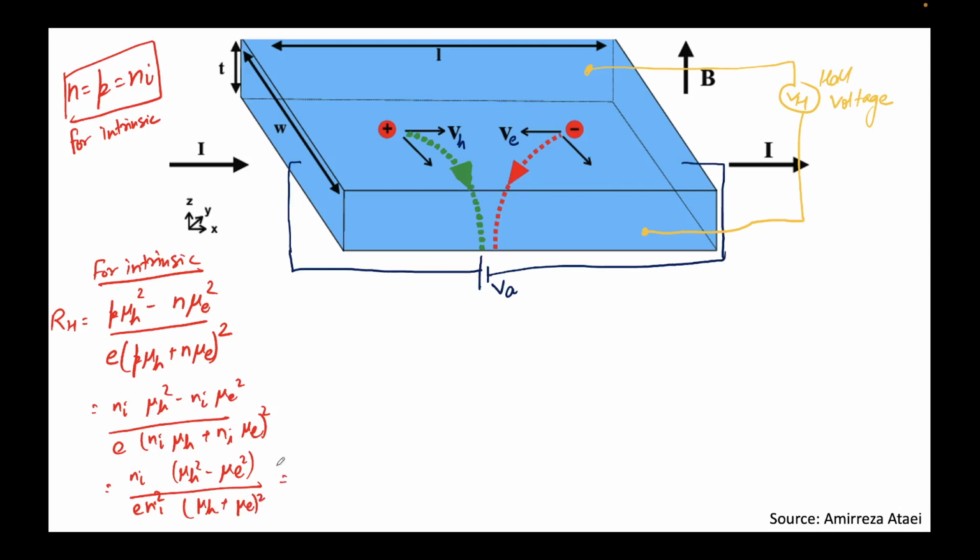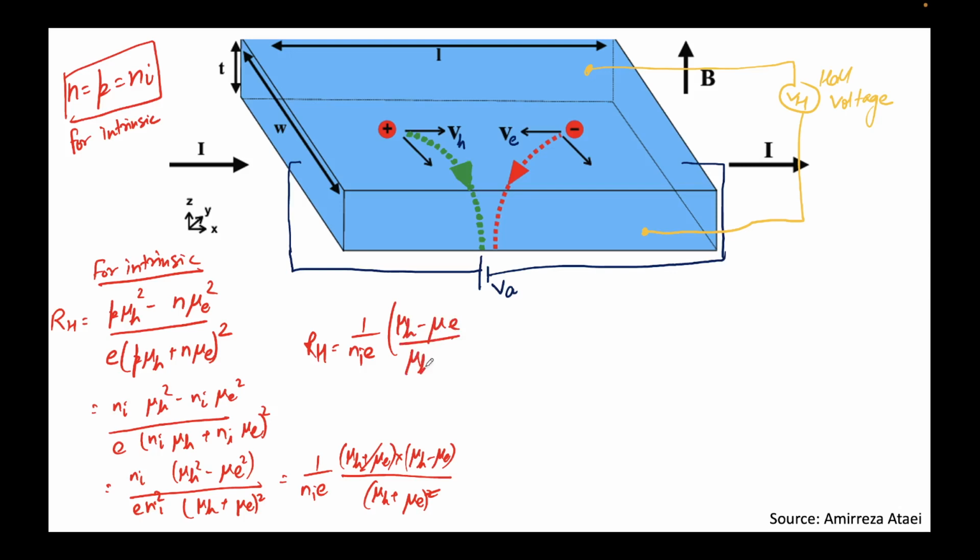Now Ni gets cancelled, so I'll get 1 over Ni e. Mu H squared minus mu E squared can be written as mu H plus mu E times mu H minus mu E, divided by mu H plus mu E whole squared. One factor of mu H plus mu E gets cancelled, and so I get RH equal to 1 over Ni e times mu H minus mu E over mu H plus mu E. This is the expression that we get for an intrinsic semiconductor.